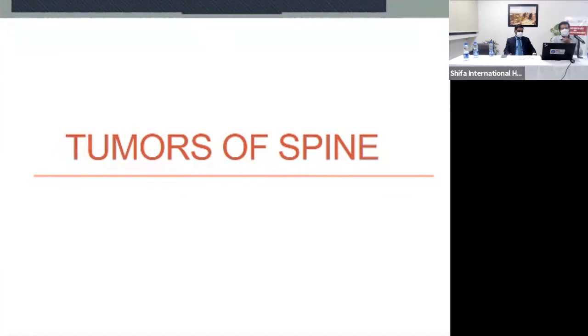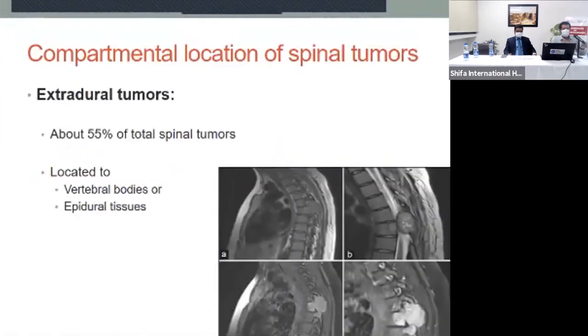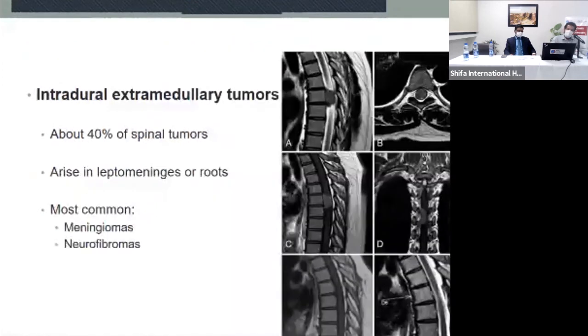Now, coming to the tumors of the spine, these can be classified by compartment localization. Number one, the extradural tumors. These constitute 55% of spinal tumors, and these can be located to the vertebral bodies or the epidural tissues. Then are the intradural extramedullary tumors.